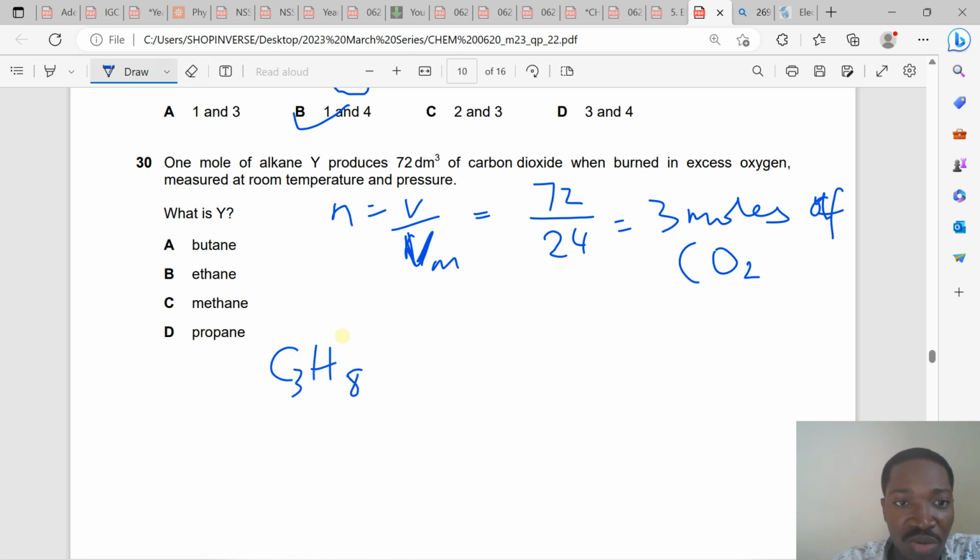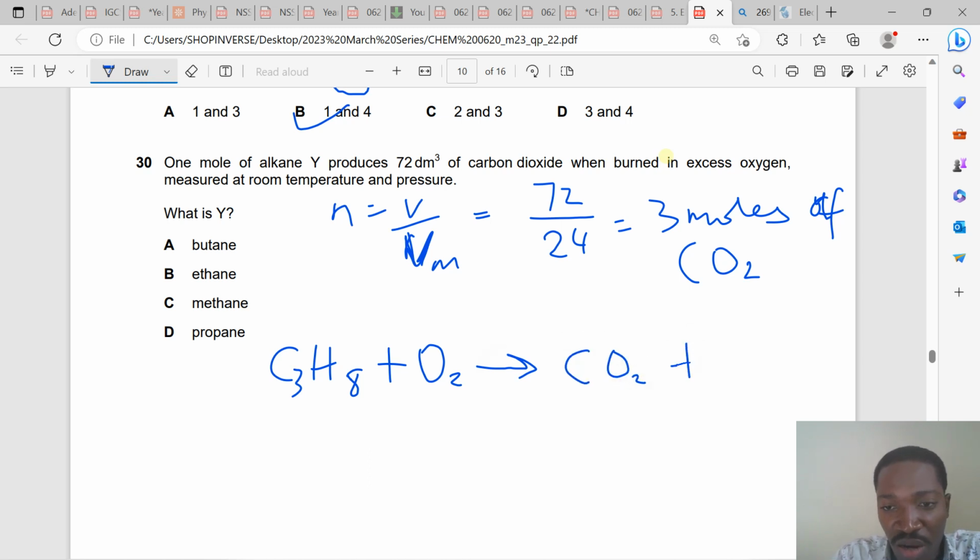C3H8. So 1 mole of alkane Y produces 3 moles of carbon dioxide when burned in excess oxygen. So plus oxygen, combustion. What will happen? This will produce carbon dioxide, and water vapor will also be produced. Now let's balance this equation. Carbon is 3 here. Let's put 3 here to balance it. So carbon is now 3. Oxygen is 2 times 3, oxygen is 6. Oxygen is 1 here. Hydrogen is 2 here, hydrogen is 8 here.